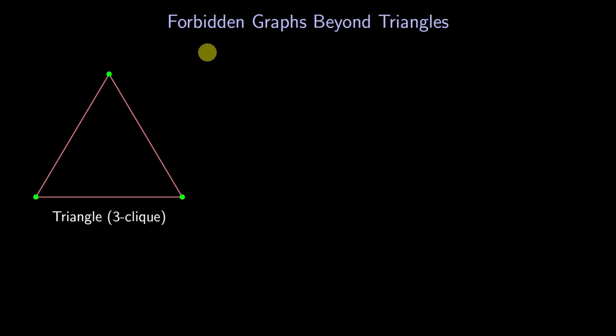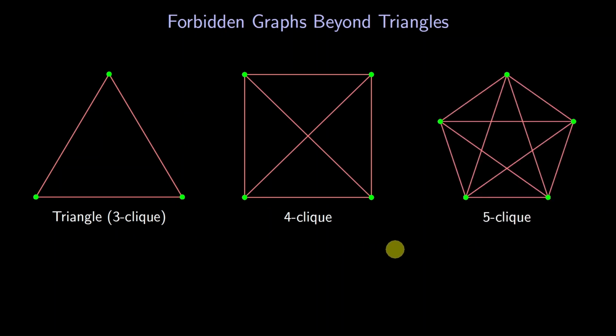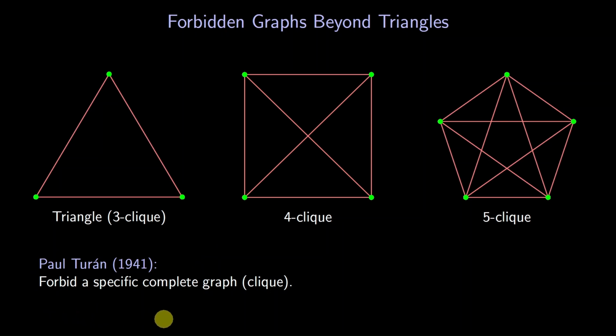For example, instead of forbidding triangles, we could forbid another complete subgraph, such as the complete subgraph on 4 points or 5 points. In 1941, Paul Turán found exact results for such extremal questions, generalizing Mantel's theorem. Many years ago, I found a nice probabilistic proof of Turán's theorem. I'll put a link in the video description.